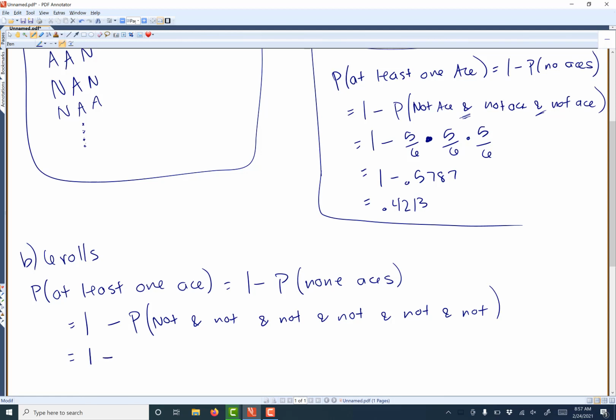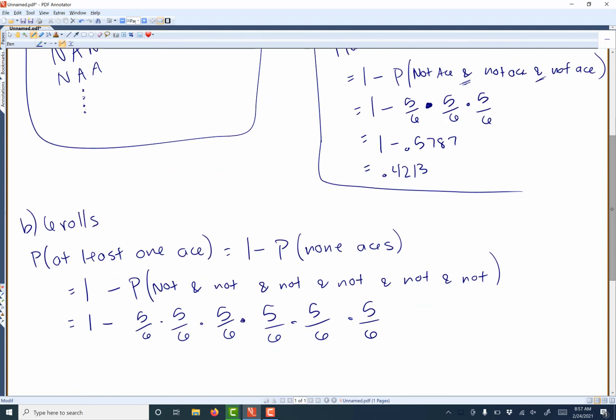So this will be 1 minus, okay, the probability of the first one being a not ace is going to be 5/6. The probability of the next one not being an ace is going to be 5/6. The next one is going to be 5/6. And every one of these "ands" we multiply. The next one is also 5/6. And how many times do I have to do this? Well, 6 times, because I'm rolling the dice 6 times.